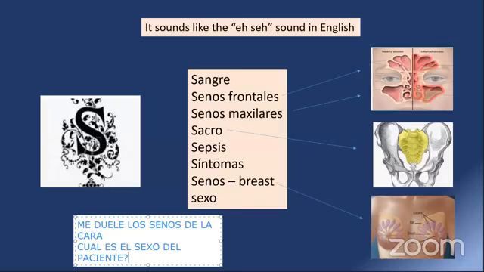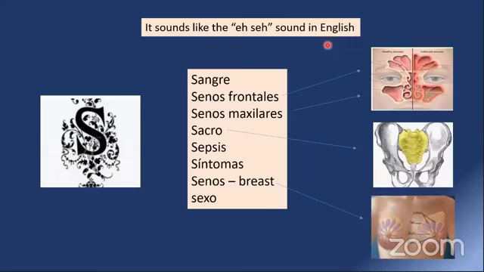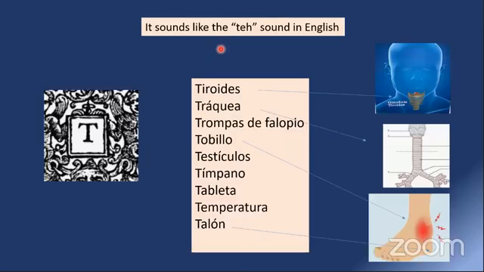Okay, so let me remove all my drawings here, and now you know that senos can be the maxillary, the frontal, the ethmoid, and the sphenoid sinus, but also senos can be the breast of the patient, so pay attention to that. Letra T, the famous tiroides. We blame it for everything. Tiroides, here you have a picture of the glándula tiroides. Trachea, that pipe, trachea. Trompas de Falopio.